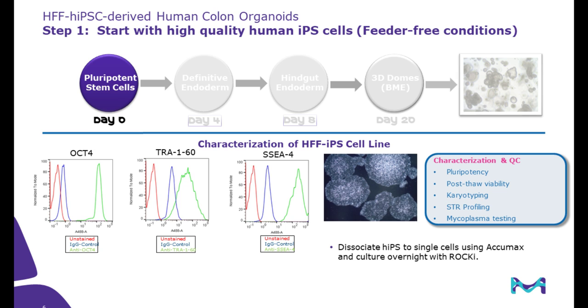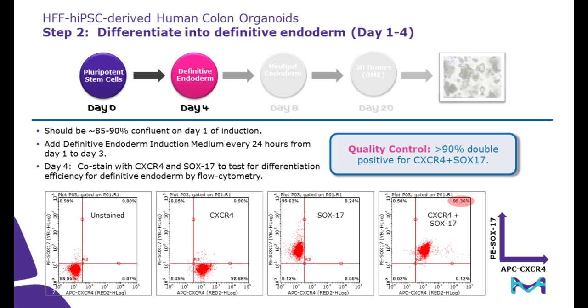Once your iPS cells have been determined to be of high quality, start by dissociating iPS cells to single cells using Accumax and culture overnight in the presence of ROCK inhibitor.